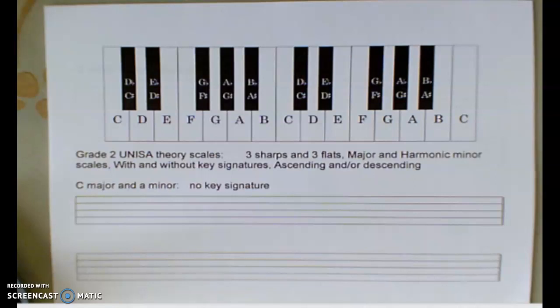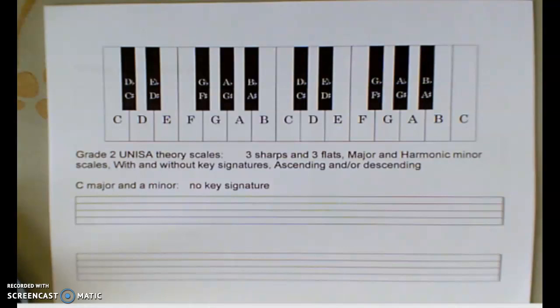Now today we're going to start with scales, and for the grade 2 UNISA theory scales you need to know your 3 sharps and your 3 flats. So you know your major key signatures, you know the harmonic minor scales, we know how to get to the minor scale working out the 3 semitones down. And if you're unsure, you will find on my YouTube channel another video explaining all of that.